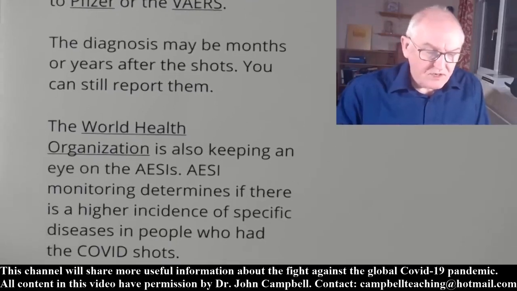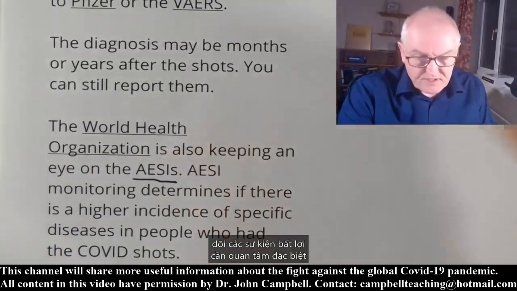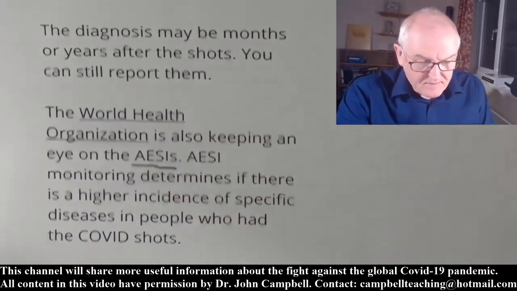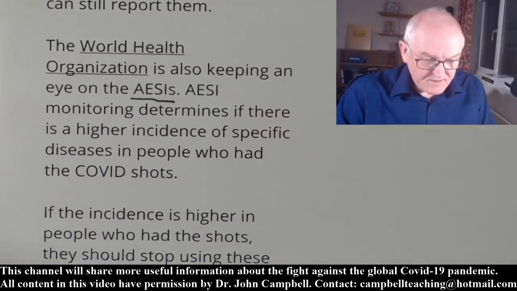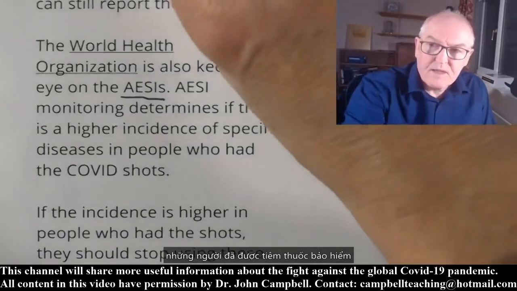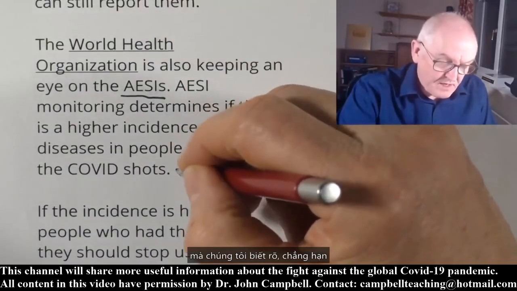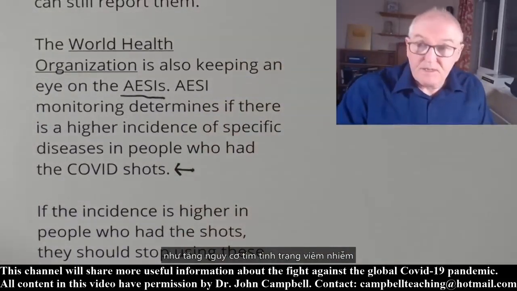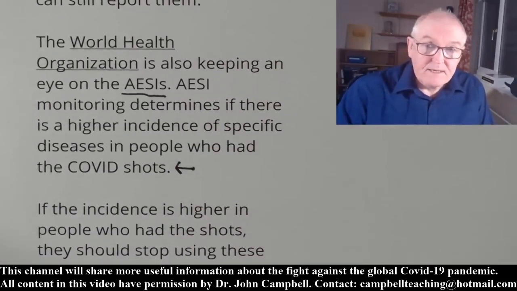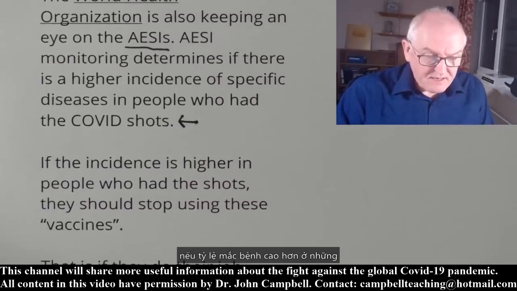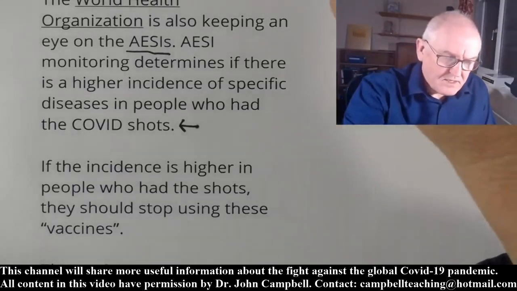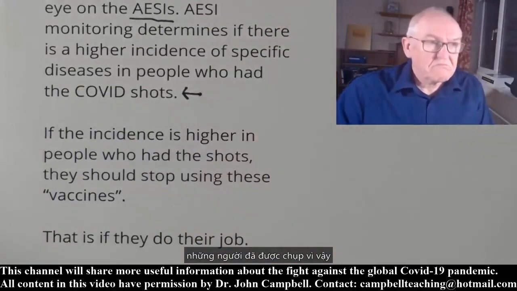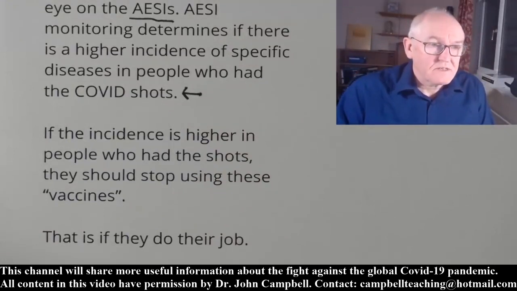The World Health Organization is also keeping an eye on adverse events of special interest, of course. Adverse events of special interest monitoring means determining if there is a high incidence of specific disease in people who had the COVID shots. Well, we know, for example, that there is an increased risk of heart inflammation. We established that in yesterday's video, and indeed in many others. If the incidence is higher in people who've had the shots, they should stop using these vaccines. Well, the incidence is higher in people that have had the shots, so according to this thinking from Dr. Santano, well, there you go.